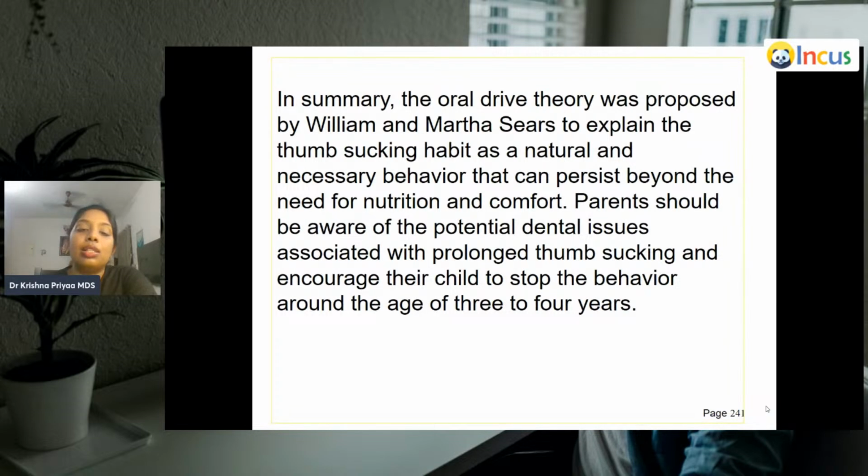In summary, Sears' theory explains that the thumb sucking pattern is a natural and necessary behavior, right, which can persist beyond the need for nutrition and comfort. So they are saying that when a child is not experiencing proper nutrition or comfort, then they can extend their thumb sucking habit. If their needs are met, then it will reduce on its own.